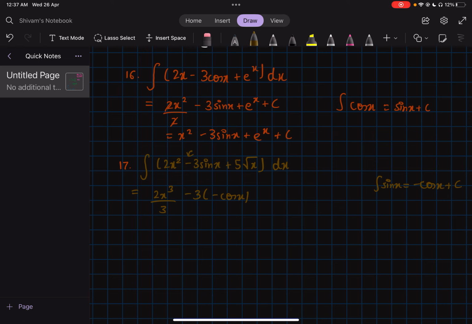Then this is 5x to the half power, so you're going to add 1 to the power. So that gives you 3 by 2, and then you're going to divide by the new power. And you add a plus c, right? So I'm going to write it neatly: 3 cosine x plus 10x to the 3 by 2 power over 3 plus c. Yep, that's it.